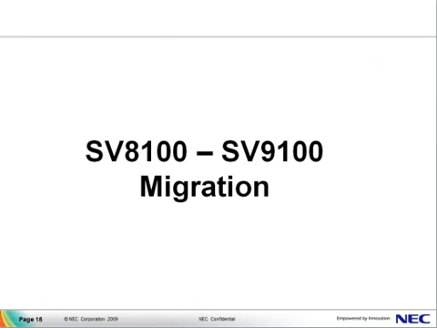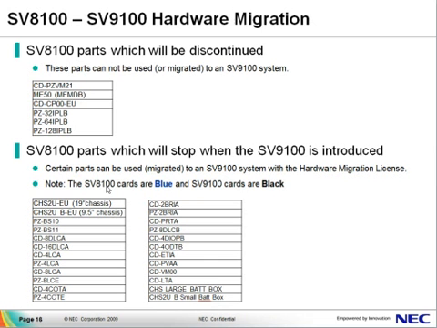Let's now look at SV8100 to SV9100 migration. Hardware migration to an SV9100 from an SV8100, the following parts cannot be used or migrated to an SV9100 system: the PZVM21 for in-mail flash card, the ME50 memory expansion, the processor card of the SV8100, and also the variants of the IPLB card 32, 64, 128 cannot be used in the SV9100.